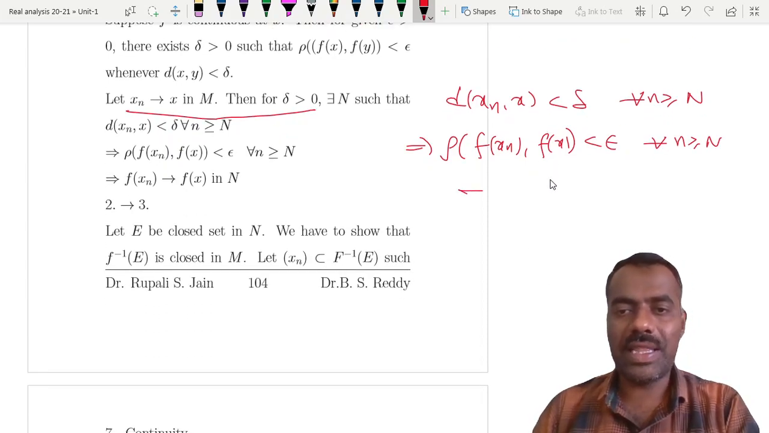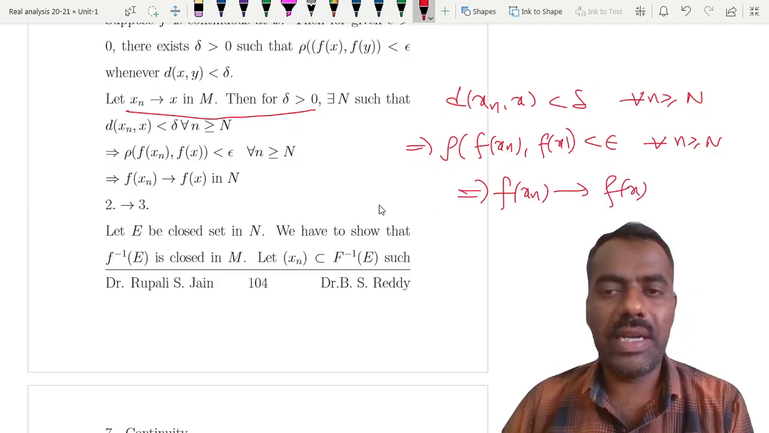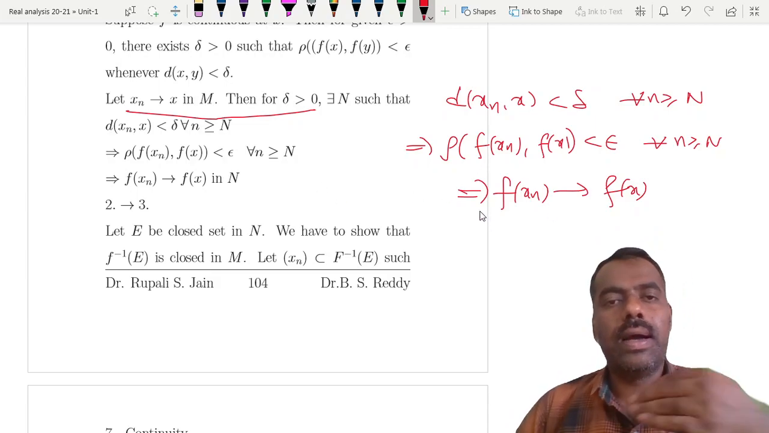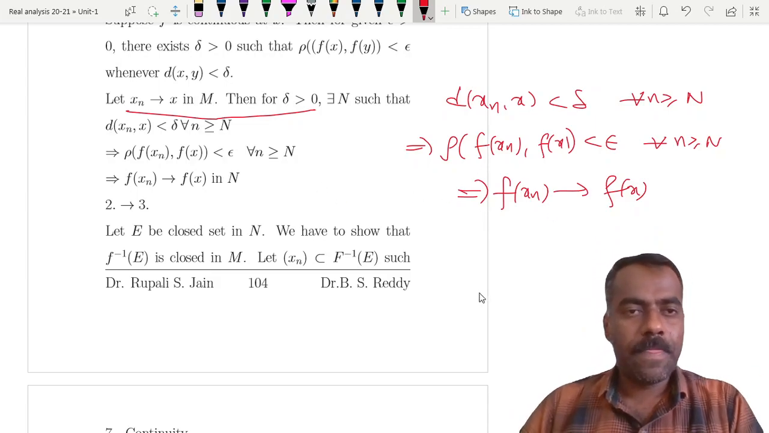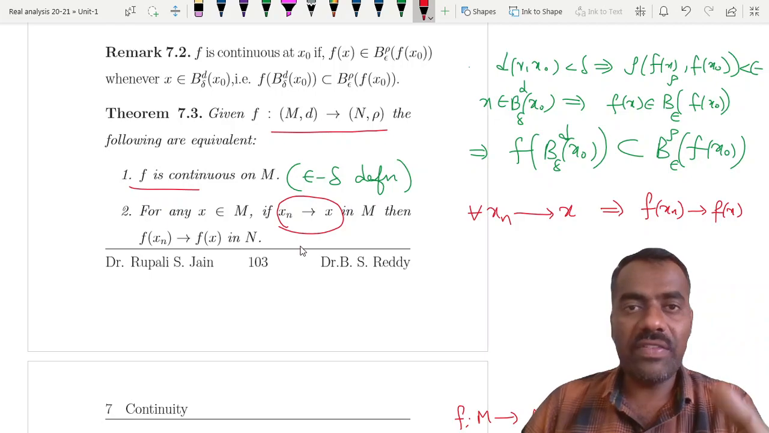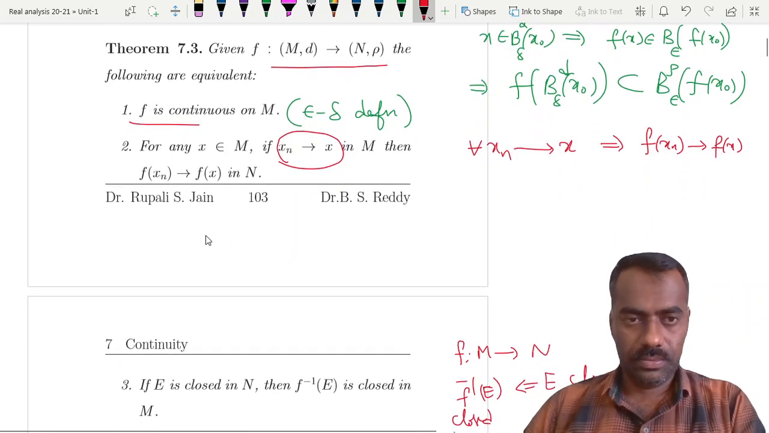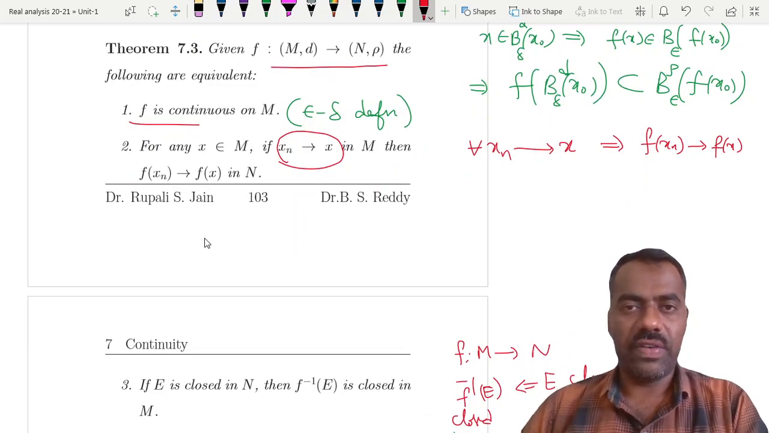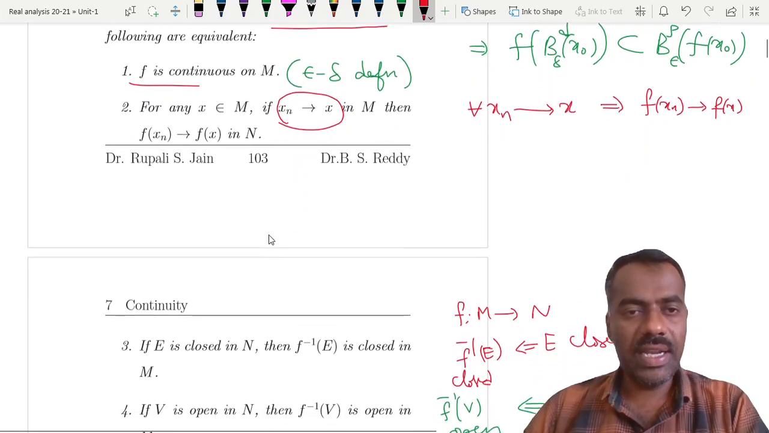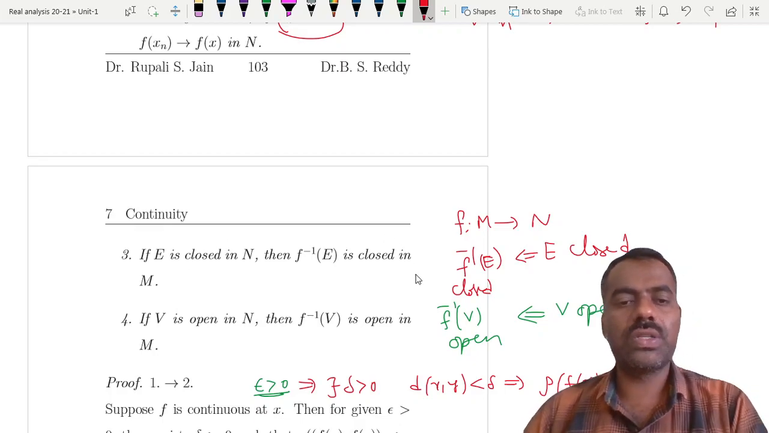But this is the same as saying that f of xn converges to f of x, of course in n. So proofs are not difficult, they follow simply from what is given and how we apply it. Now 2 implies 3. What is meant by saying 2 implies 3? If we have a sequence xn converges to x, then we can guarantee that f of xn converges to f of x. Under this assumption we want to show that whenever E is closed, then f inverse of E is closed in A.